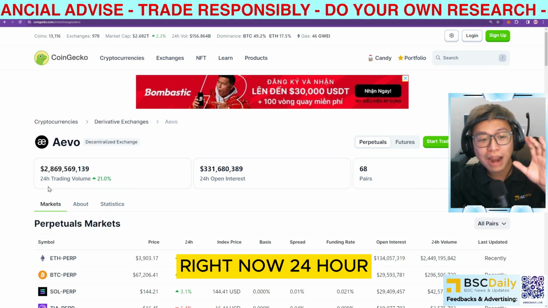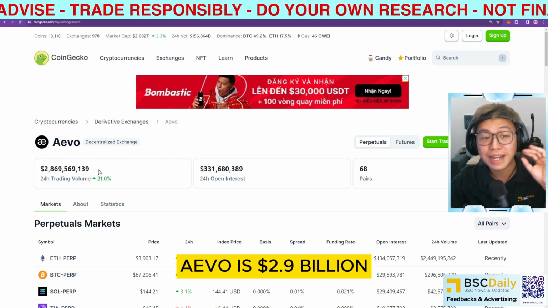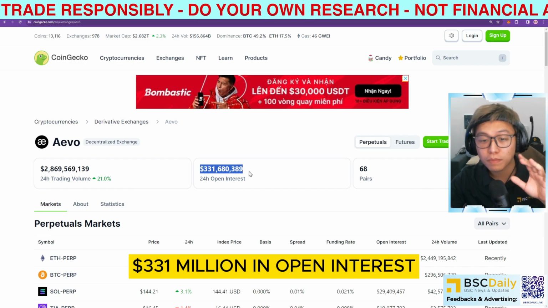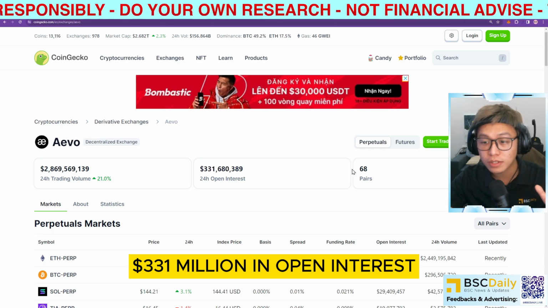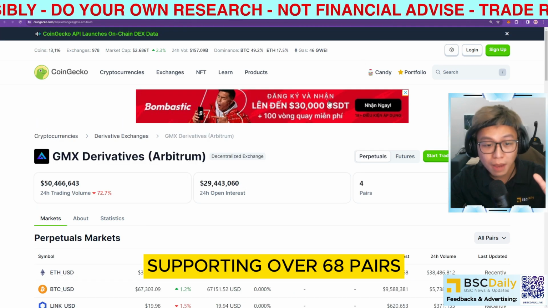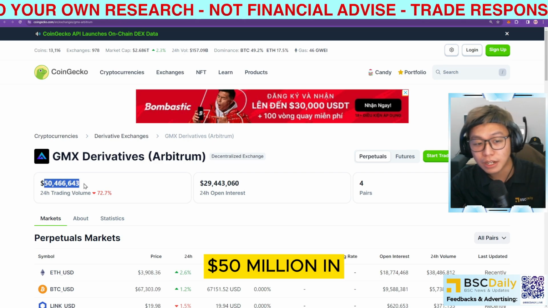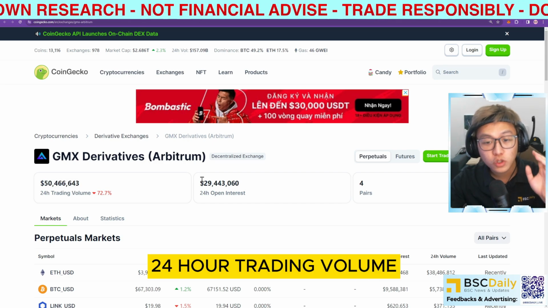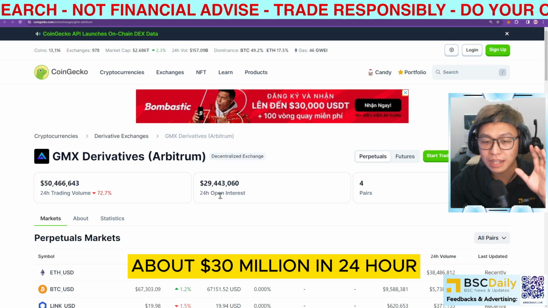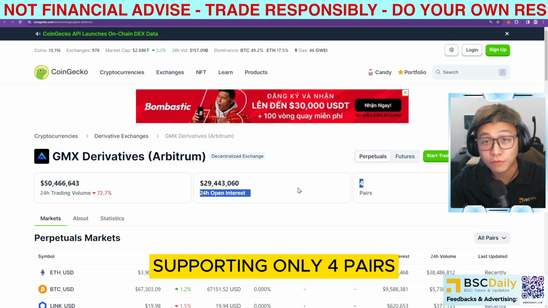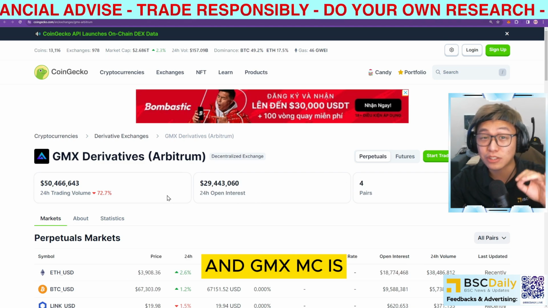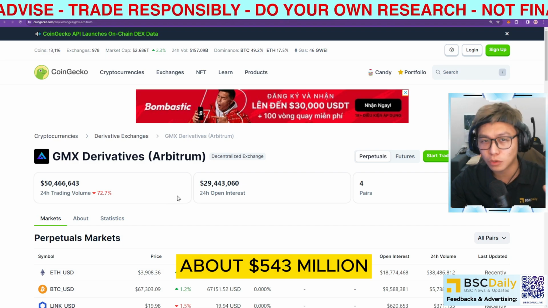Right now, 24-hour trading volume of Aevo is $2.9 billion, $331 million in open interest supporting over 68 pairs. GMX only has about $50 million in 24-hour trading volume, about $30 million in open interest supporting only 4 pairs, and GMX market cap is about $543 million.